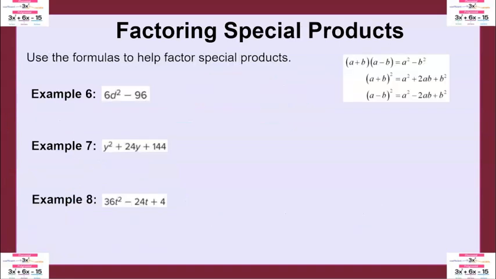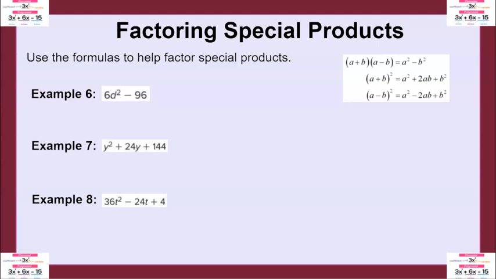And then we have factoring special products. So here, we're going to go back to when we were working on multiplying polynomials. We had special products there, so a difference of 2 squares and perfect square trinomials. We're going to do the same thing here. So in example 6, I have 2 terms.